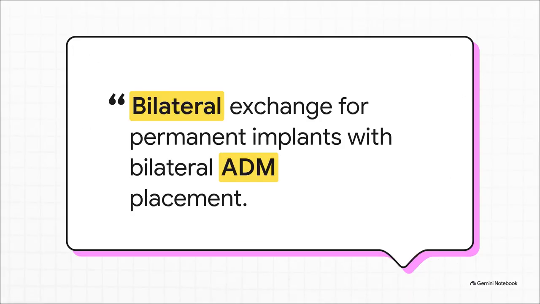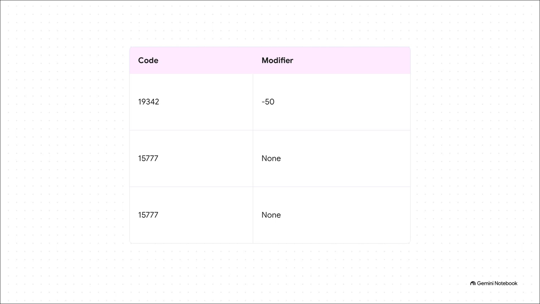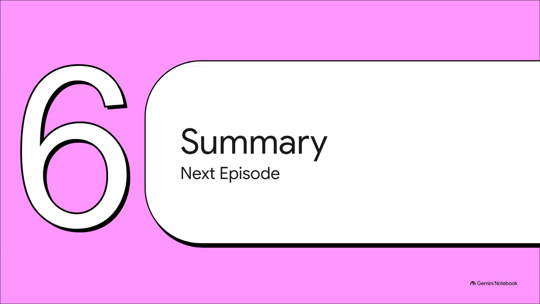This is a very standard reconstructive conclusion. Bilateral tissue expander exchange for permanent cohesive silicone gel implants with bilateral ADM placement. I want you to think back just a minute ago to the rules we covered regarding bilaterality and biologic mesh. This is exactly how you apply those tricky modifiers. Notice how we correctly apply modifier 50 to the bilateral implant exchange on code 19342. But, just as we discussed, we strictly list 15777 twice on its own lines without modifier 50, perfectly following those CPT guidelines. Nailed it.